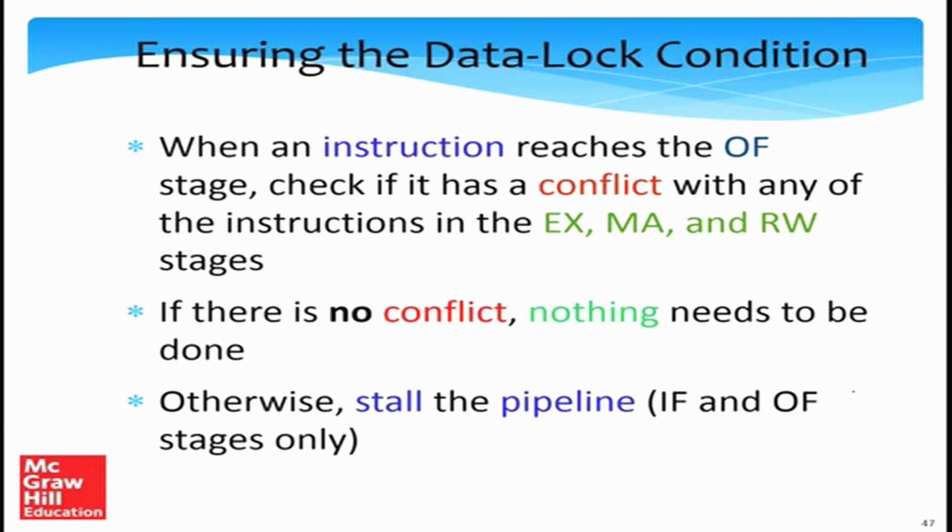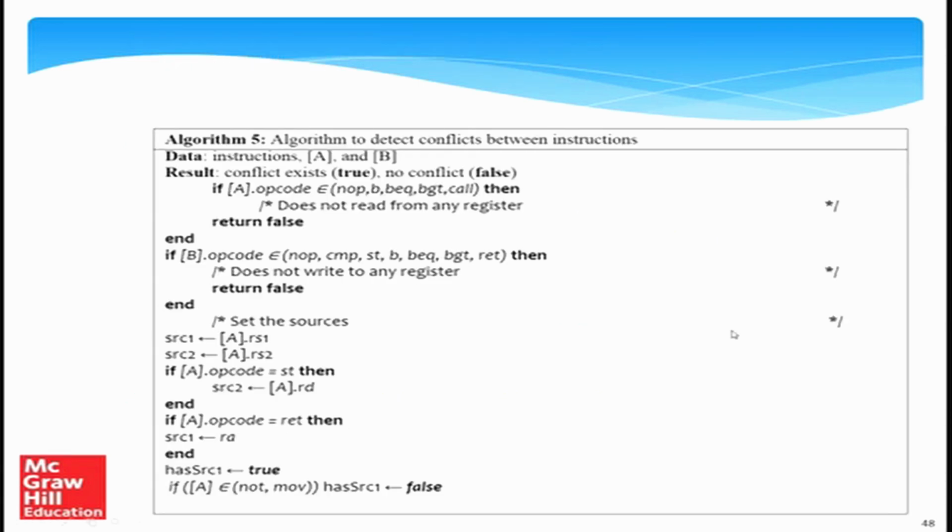And to ensure the data lock condition, when an instruction reaches the OF stage, we check if it has a read after write kind of conflict with any of the instructions in the EX, MA and RW stages. If there is no conflict, where conflict in this case means a read after write dependence, nothing needs to be done. Otherwise, we stall the pipeline, the IF and OF stages only, till the correct data is available in the OF stage and we can proceed. Now let's present an algorithm to detect a conflict between two instructions. A conflict is defined as a read after write kind of dependence.